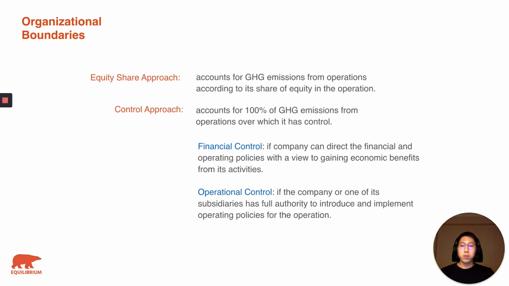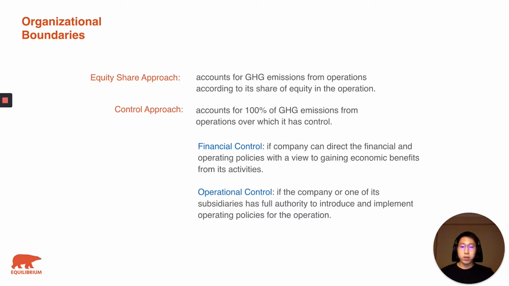In order to determine which activities or processes are owned or controlled by the company, organizational boundaries have to be defined. There are two approaches to define these boundaries. The equity share approach, which accounts for emissions according to the share of equity in said operation, or the control approach, which accounts for emissions from operations which the company has control over.